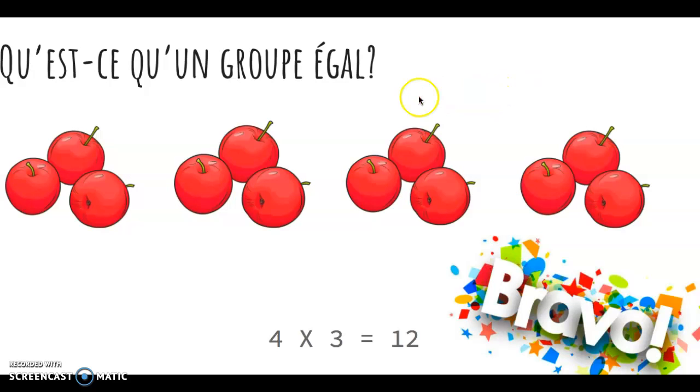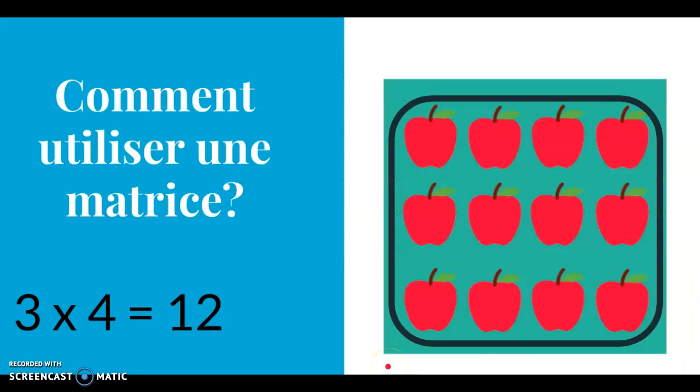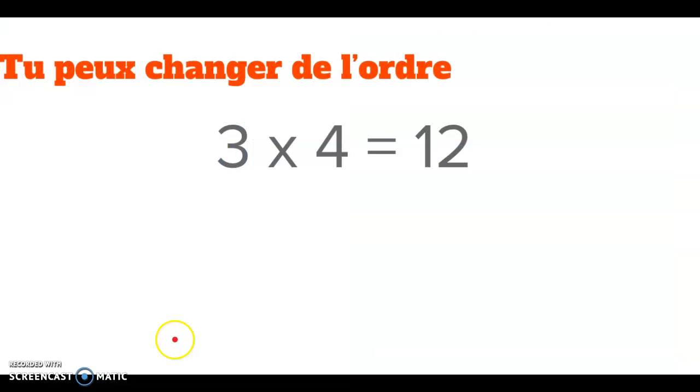So, we can use equal groups to do multiplication. So here we have 4 times 3 equals 12, because we have 4 groups. In each group there's 3 apples. There are 12 apples in total, so 4 times 3 equals 12. We've also seen that you can use an array to do multiplication. So here we have 3 times 4 equals 12 with this array, because we have 3 apples vertically, 4 apples horizontally, 12 apples in total, so 3 times 4 equals 12.